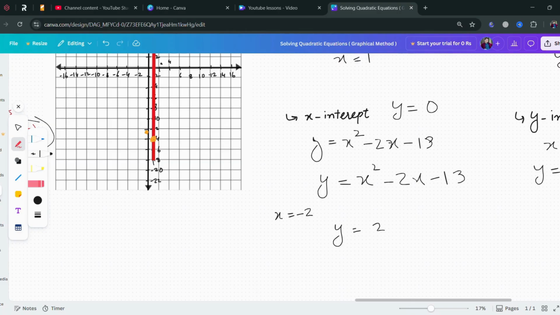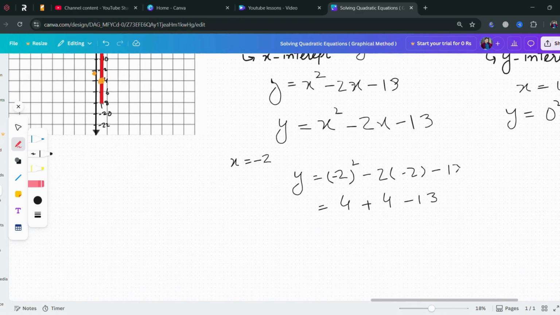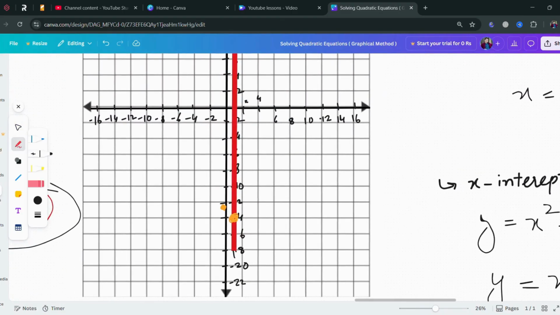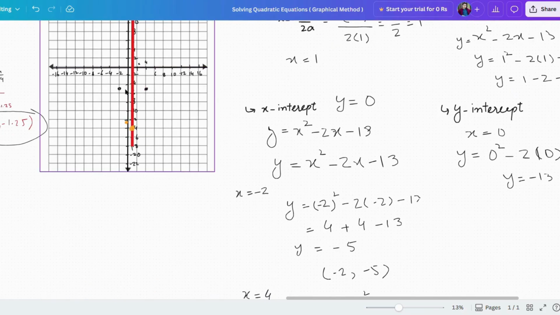So y is equivalent to negative 2 squared, minus 2 into negative 2, minus 13. That should be 4 plus 4 minus 13, okay? So 4 plus 4, that's 8, and 8 minus 13 is equivalent to minus 5. So when x is negative 2, y is negative 5. All right, let me put over here x is negative 2 and y is negative 5, which is this point somewhere. Okay, this is the point that I've got. The next point that I have to draw is the corresponding point to this one, which is this one. I've confirmed that this point is the true point that I've drawn.